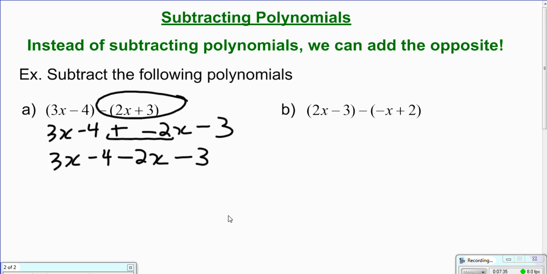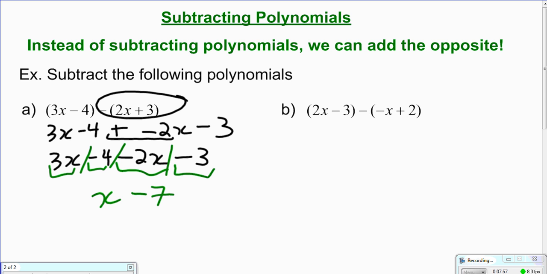Now we can combine like terms. So we get 3x minus 2x. So that worked out okay. We got 1x, the same as when we were building it. But now when we're looking at the ones, negative 4, take away 3 more, is negative 7. That makes more sense.